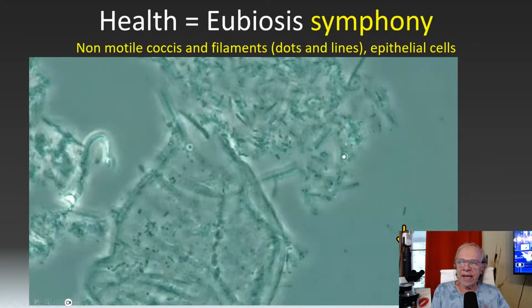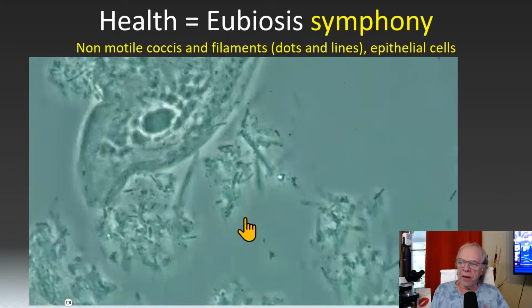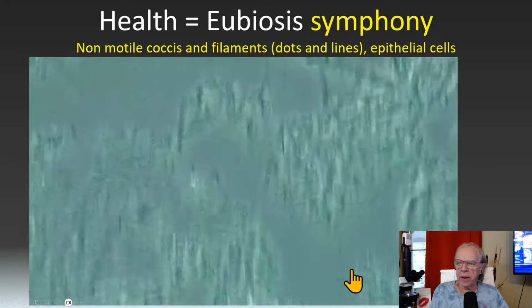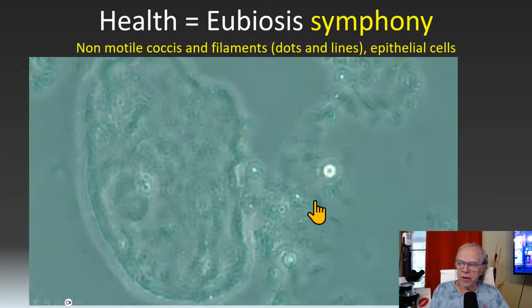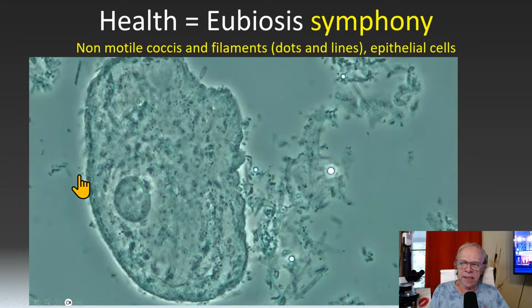So this is healthy biofilm, normal oral biofilm. You have cocci and filaments, non-motile cocci and filaments. With patients, I say dots and lines, not moving, bacteria and epithelial cell. Epithelial cells are something like 85 micron, and you have a larger nucleus here, about 12 microns too. So this is normal biofilm, dots and lines, cocci and filaments.